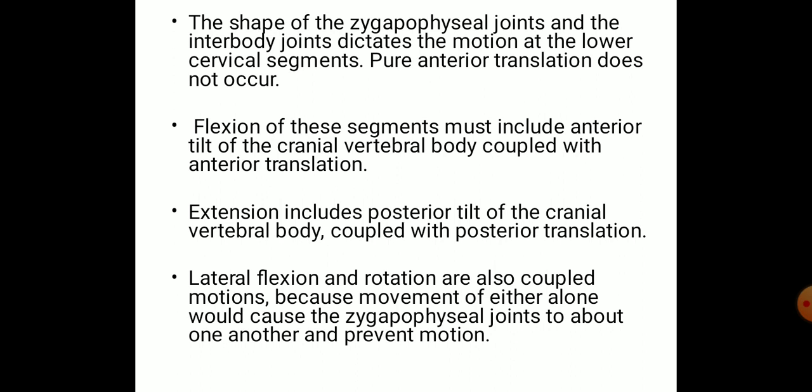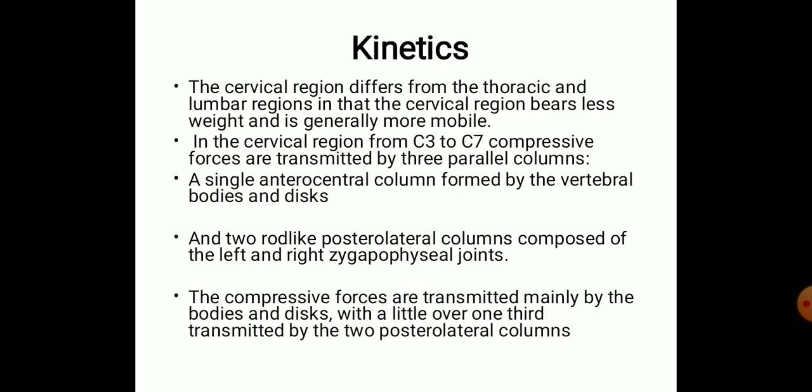So whenever we try for flexion, there will be some amount of tilting. Whenever we try for lateral flexion, there will be some associated rotation. These are the things which are happening in coupled movements. So all the movements which are happening in the cervical region are coupled movements. If it is a flexion, it will be anterior translation with anterior tilting. If it is extension, it is posterior translation with posterior tilting, and if it is lateral flexion, it's a lateral flexion with rotatory coupling. So all these movements are happening in a coupled manner.